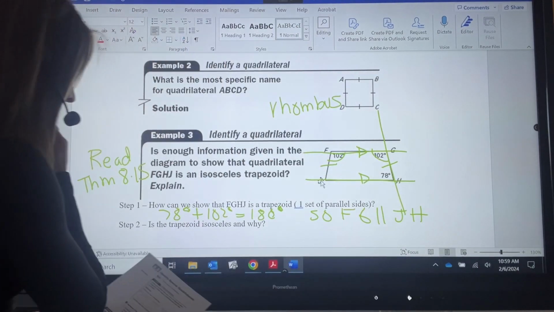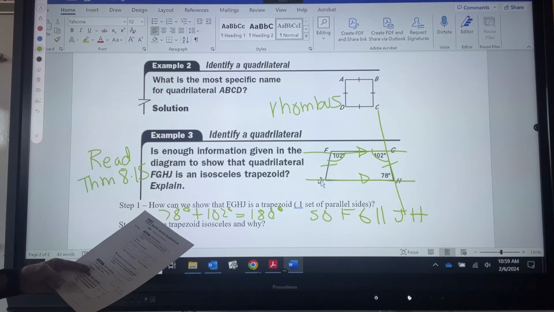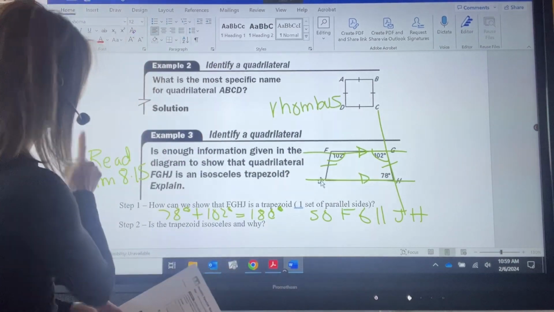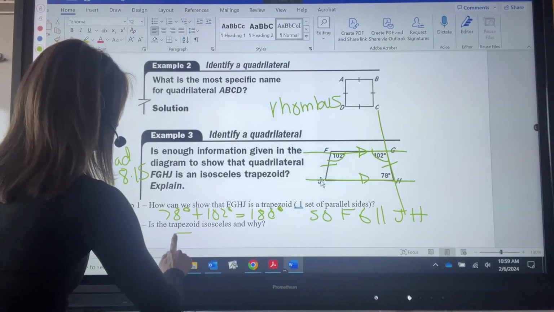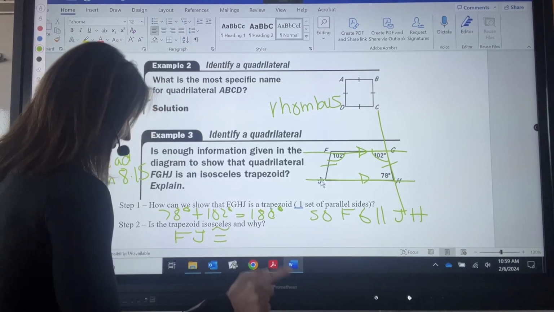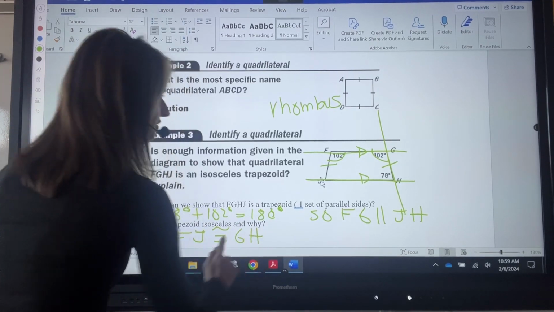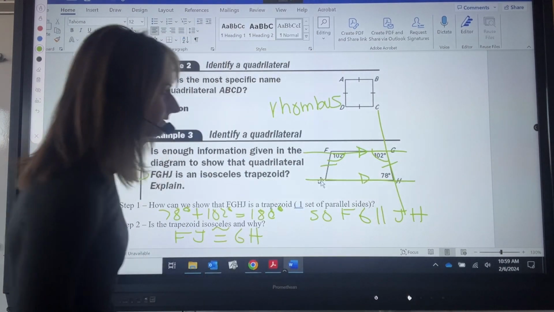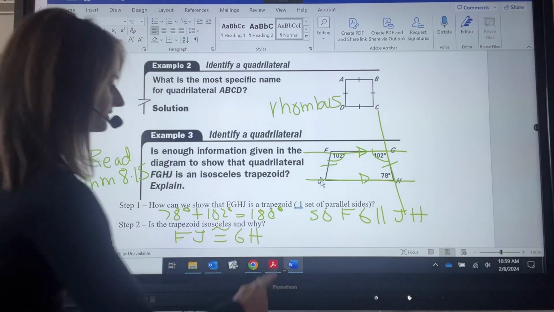Okay. And then is the trapezoid isosceles? Okay, well, we just talked about the base angles being congruent. So by theorem 8.15, we know that FJ is congruent to GH. Those are congruent. We just talked about that. So it's isosceles.